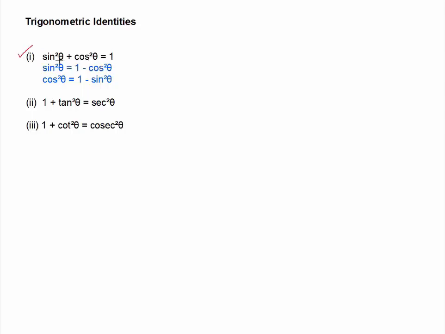From this formula, sin square theta will be equal to 1 minus cos square theta. Similarly, cos square theta is 1 minus sin square theta. Among these three formulas, the first formula is very important. Now, since there are a lot of formulas, students are advised to prioritize what to memorize first.